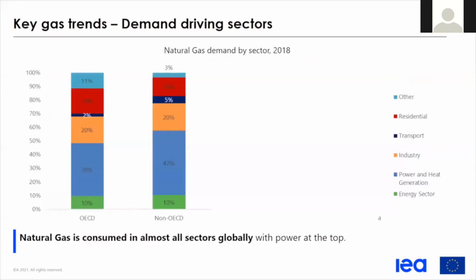So this is a chart that presents the demand driving sectors for natural gas in various regions. So OECD, non-OECD, we can see that in any case, power and heat generation are on top of the driving sectors, but there is already a distinction between OECD and non-OECD regarding the demand in residential sectors, as many offices and buildings in OECD are now heated by natural gas when it's less common in non-OECD countries.